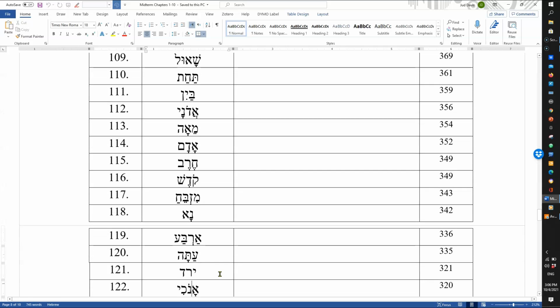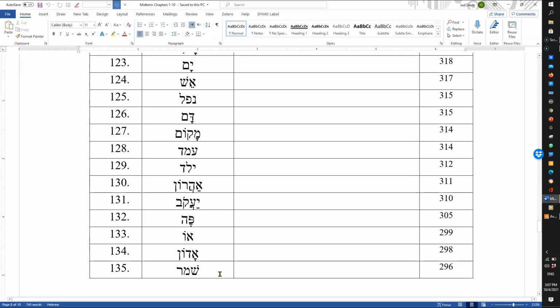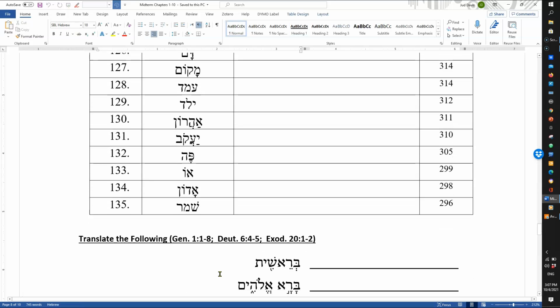Adam, how long will you have to study that to get that one? Herev is sword. Adonai, some of these are really pretty easy. Anoki, we've had Yam, Adon, Lord. So Yaakov, Jacob. So really, these are going to be pretty easy for us.